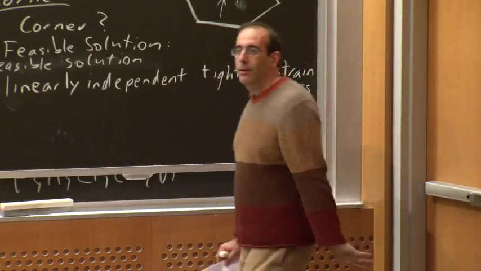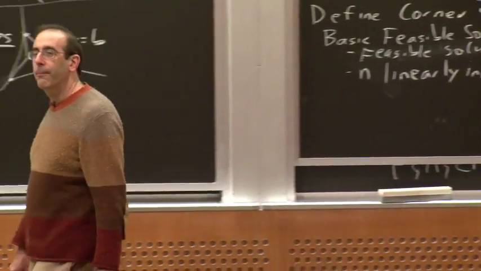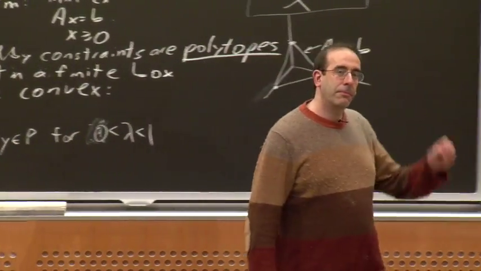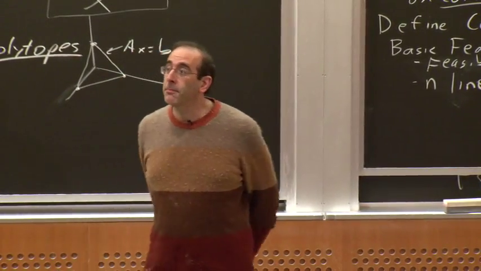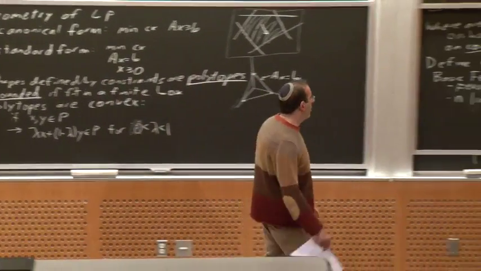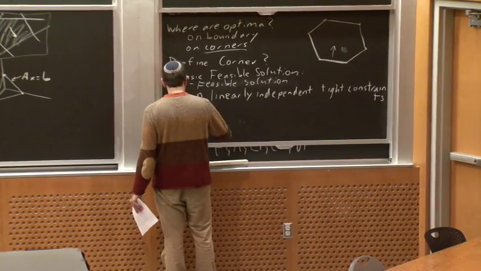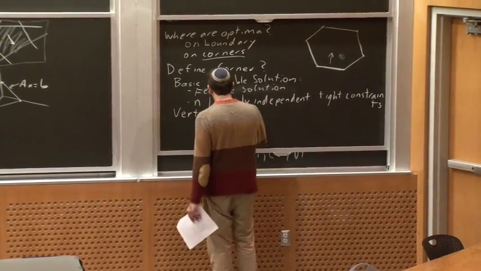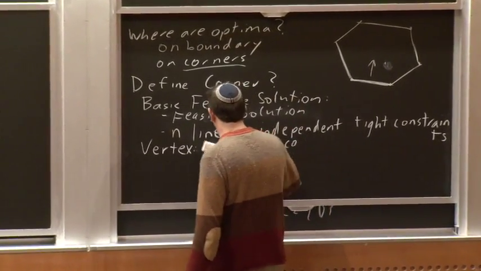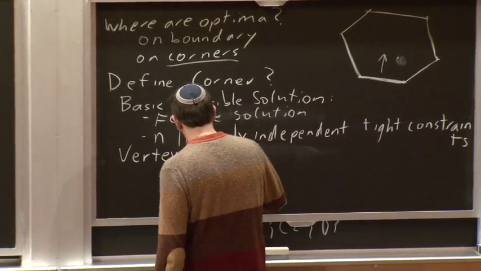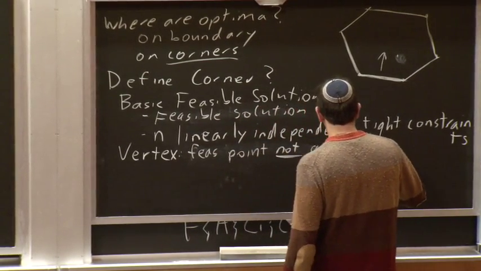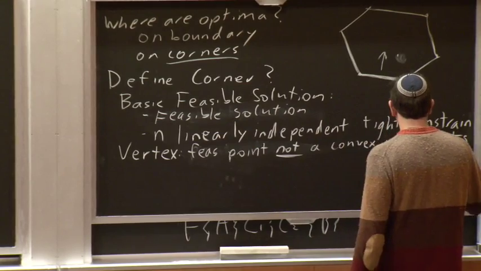But it's not the only natural definition of a corner. Any other suggestions? Yeah. It's a point in your polytope that's not a linear combination of others. Great. So a vertex is defined to be a feasible point that is not a convex combination of others.